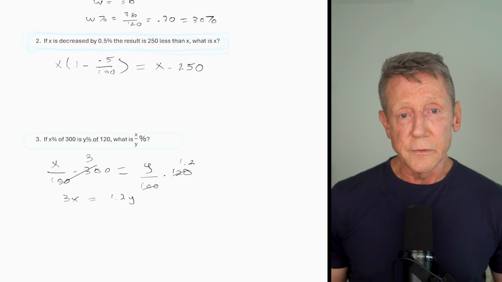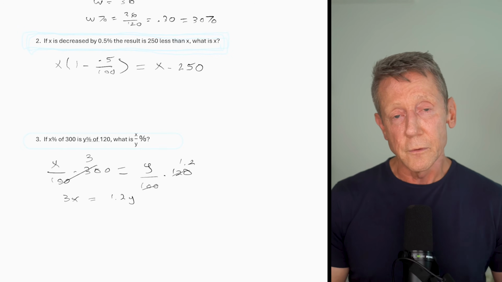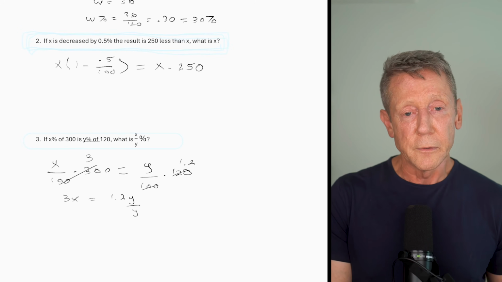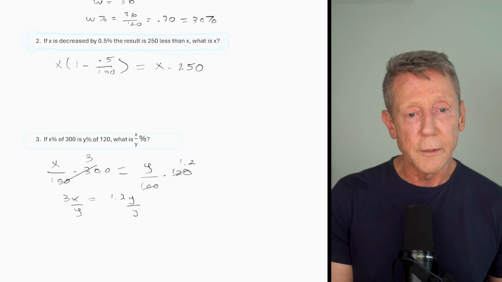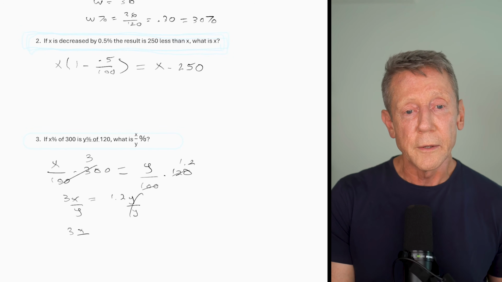And I don't know how these numbers are going to play out, but I do know that's a step in the right direction because it looks like what I want my answer to look like. So I'm going to divide both sides by y. So divide the right side by y, left side by y. And then I'm going to write a cleaned up version. So 3x over y is 1.2.